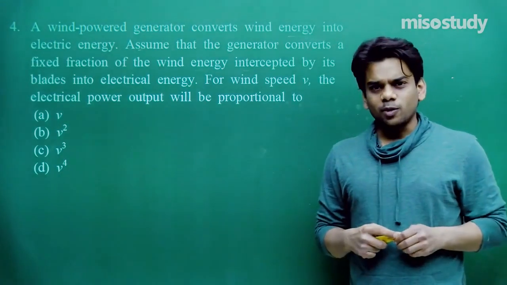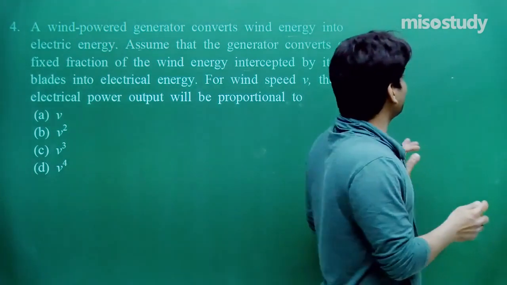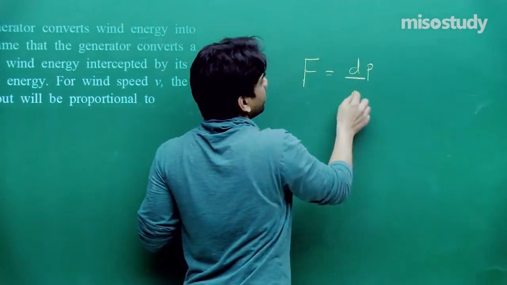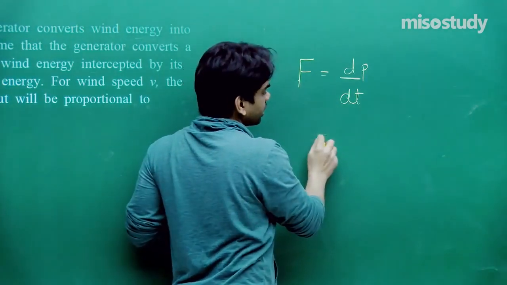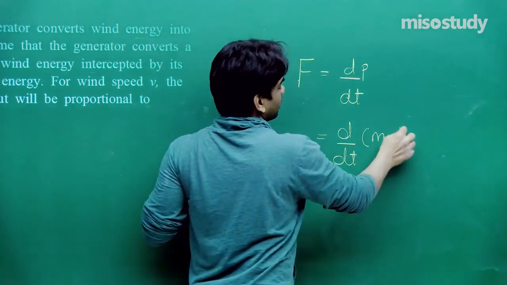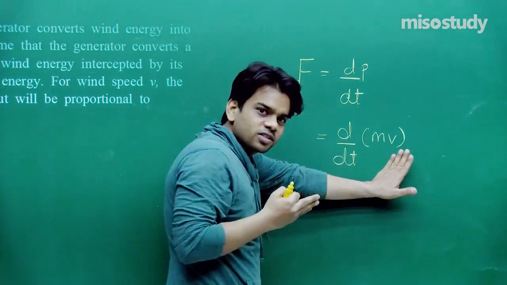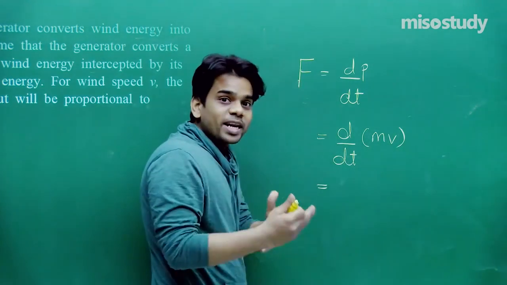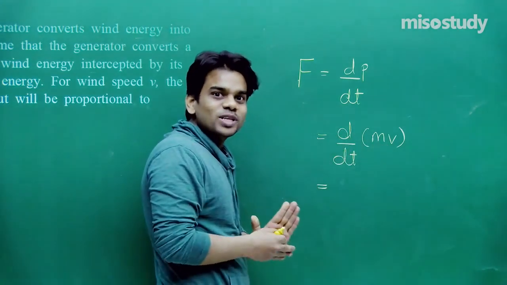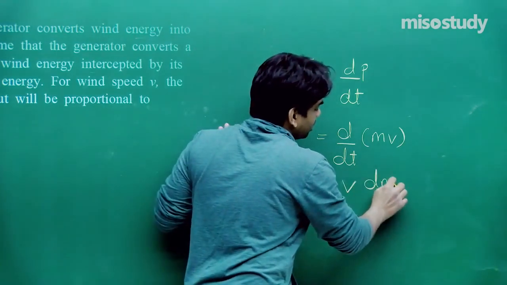And if I talk about the force that will be acting on the blades, we know that force is equal to change in momentum, dP by dt. Now I can write this as d by dt of mass into velocity. Velocity is fixed for the wind speed. Now, the variable that we need to use is actually mass, because wind is running towards the blade. So we'll be using V as a constant outside, and that will be dm by dt.